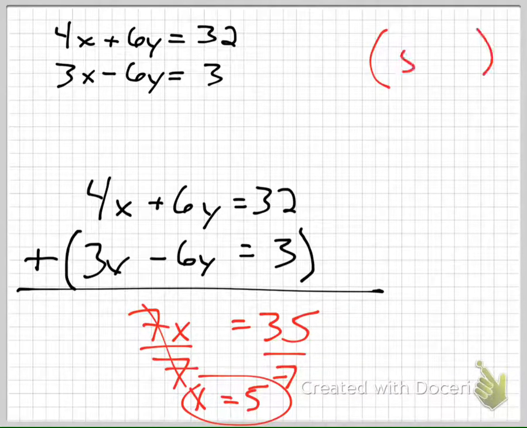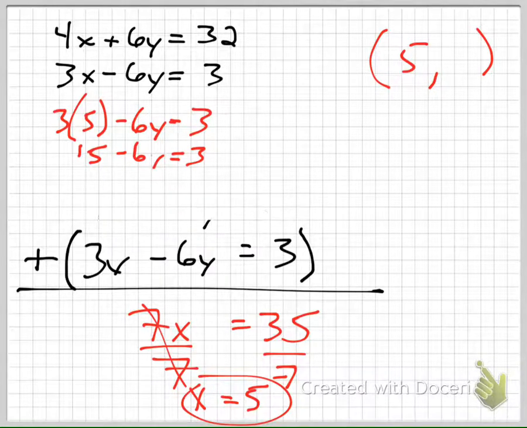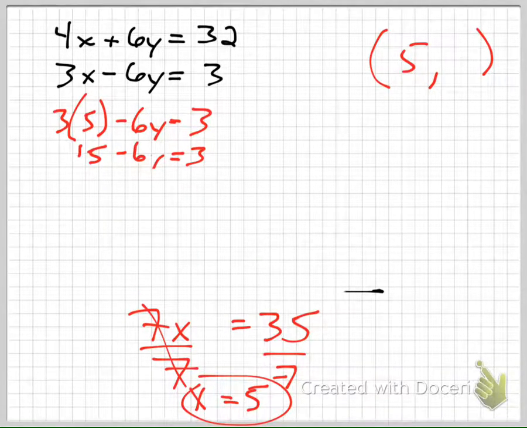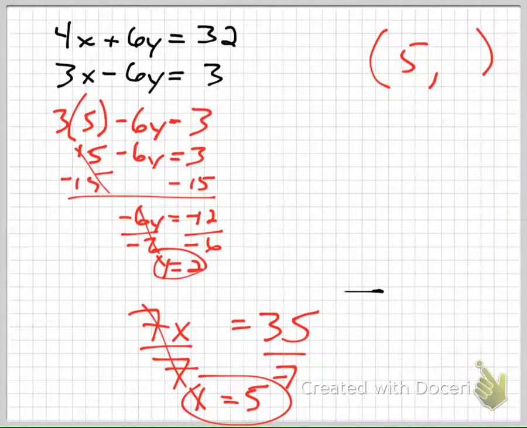Now, what do you think I do with that? If I have x equals 5, what do I do with that? Go plug that into either one. Go plug x equals 5 in either one. We'll do the bottom one. 3 times 5 minus 6y equals 3. That would be 15 minus 6y equals 3. I gotta move, give myself some more room. Minus 15, minus 15. Negative 6y equals negative 12. Divide by negative 6, divide by negative 6. Y equals 2. Oh my goodness. Y equals 2. 5, 2 is the answer.